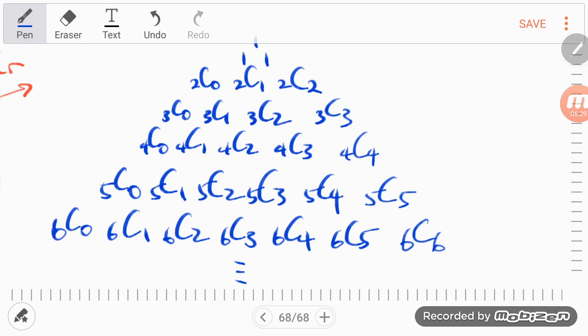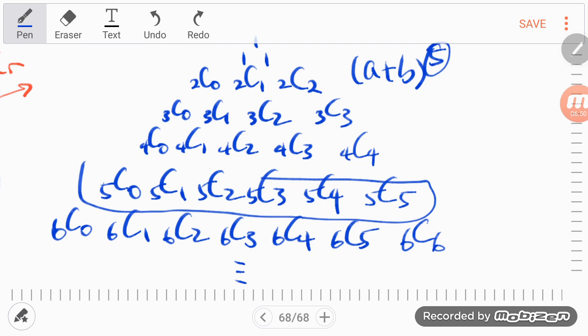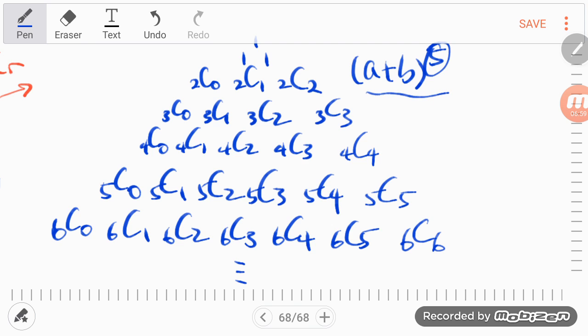We already know that, for example, if I have a plus b to the power of 5, then because of the power of 5, I'm going to be looking at 5C something, 5C something, 5C something. That row right here will give me the coefficients when I carry out the binomial expansion. So what if today I have something, say, instead of 5, I have 15?